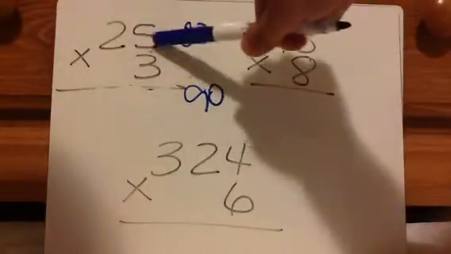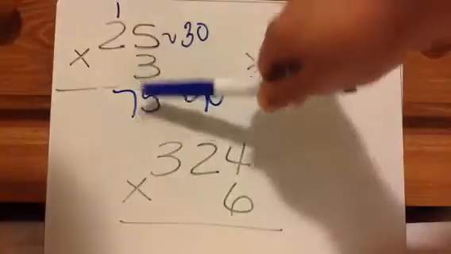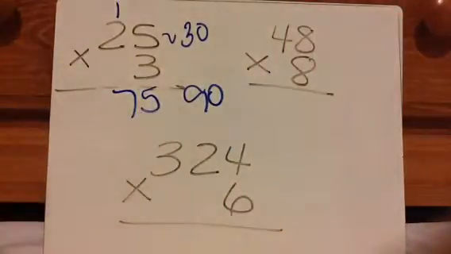Close to 90. So 5 times 3 is 15. 3 times 2 is 6, plus 1 is 7. So 75, close to 90. So I know I'm not completely off. I don't have a random off-the-wall answer.